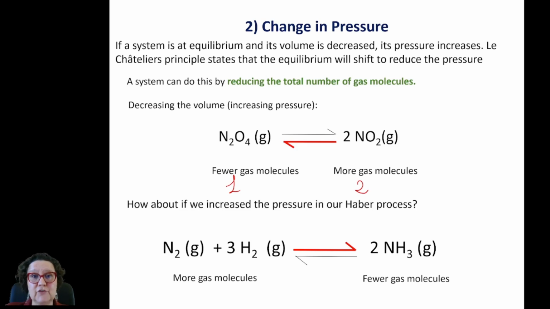It doesn't necessarily have to be all gases. You only need one that is a gas, and you need different amounts of gas on one side than the other. But in this case, nitrogen, hydrogen, and ammonia are all gases. Here you have in total 4 molecules of gas, and on the ammonia side 2 molecules of gas. So if we increase the pressure, if we put our reaction in a smaller container with a smaller volume, then it will move towards the product side, because that is the one that has the fewer gas molecules.